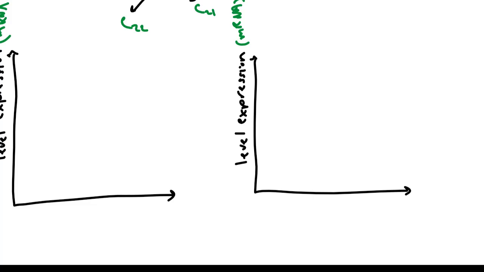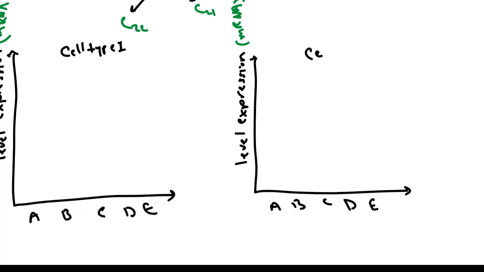So let's say that we have gene A, gene B, gene C, gene D, and gene E. And in this one, we also have the same thing. These are two different cells that have different phenotypes. Imagine one could be a neuron and another one could be a kidney epithelial cell. So cell type 1 and cell type 2.